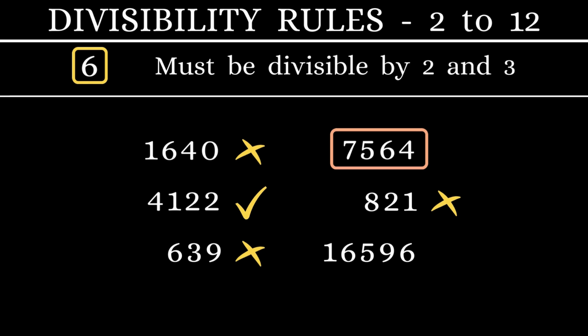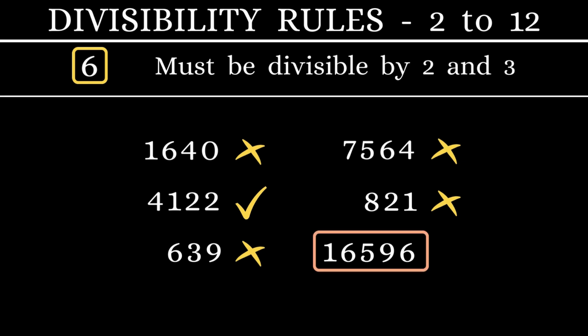7,564 is not divisible by 6 and 16,596 is divisible by 6. With that, we'll move on to divisibility rule for number 7.